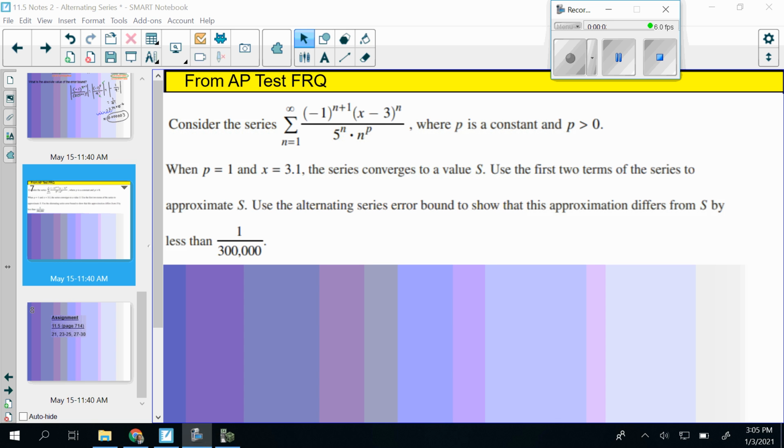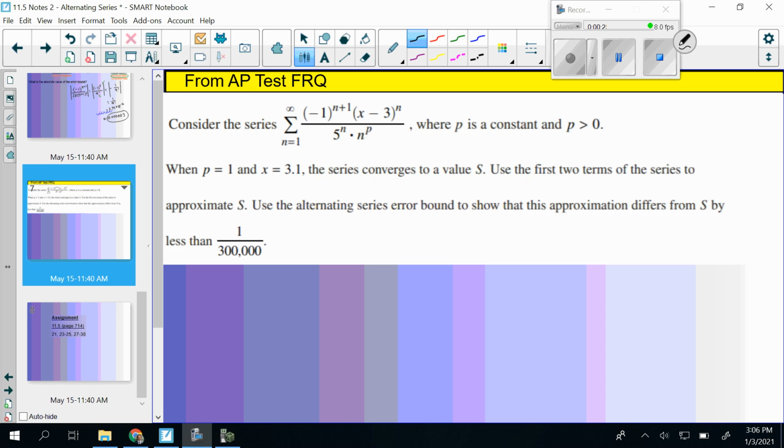All right, this is a question from the AP test. It was from the FRQ section with no calculator. So they give us this series, and they say p is a constant that's greater than 0. When p is 1 and x is 3.1, the series converges to S. Use the first two terms of the series to approximate this sum.